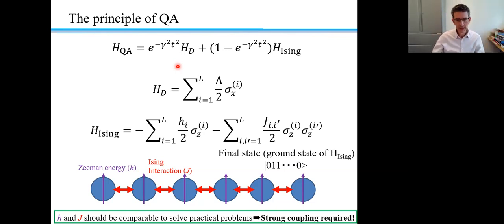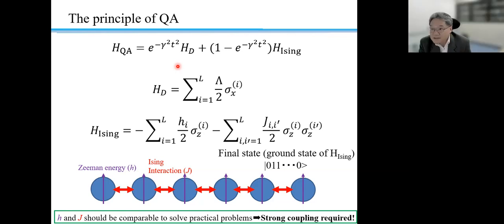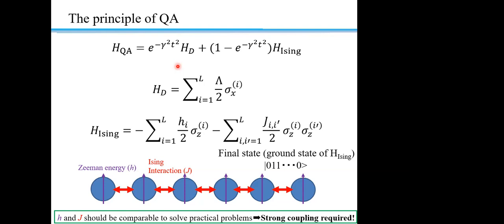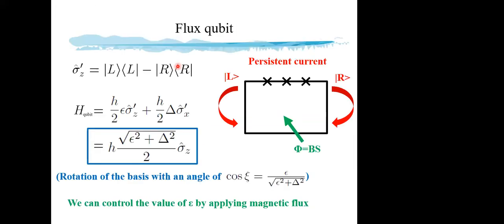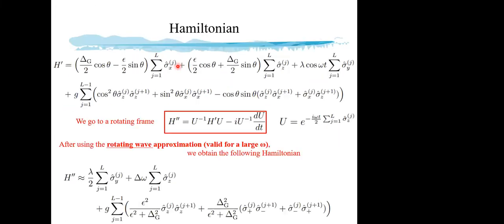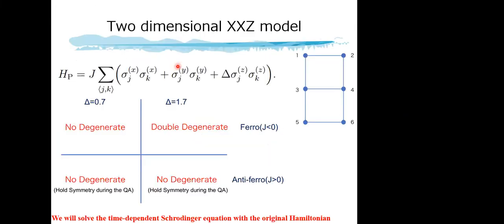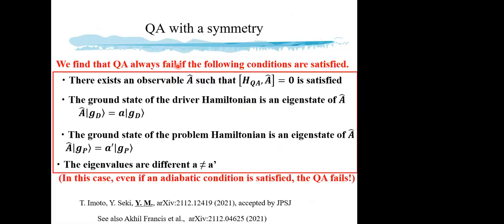Yes. Good. So any other questions? Okane-san? Okane-san, can you? Yes, please. I have a question about observable A. Is there a procedure to find an observable A commuting with the Hamiltonian? It's a very good question.